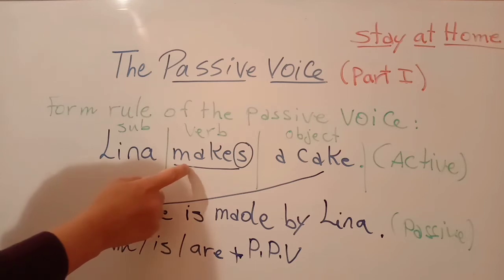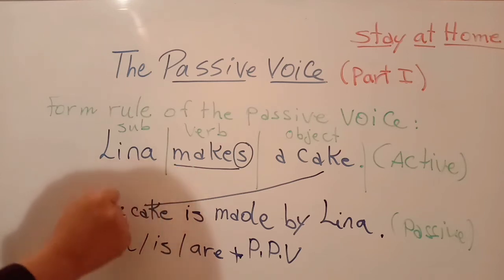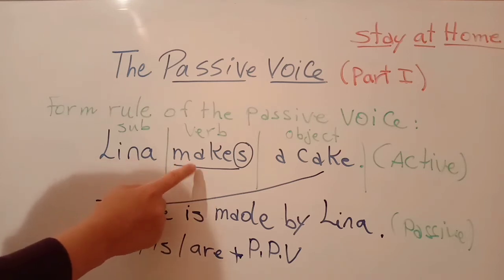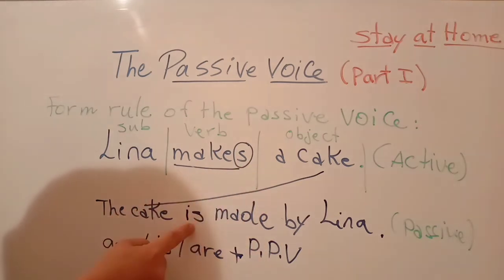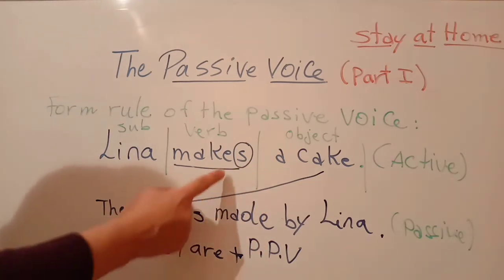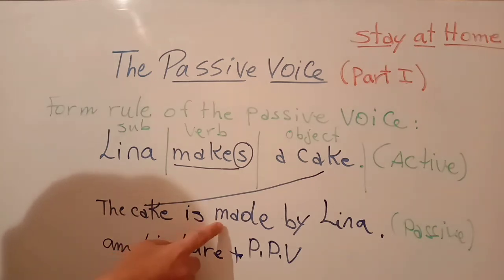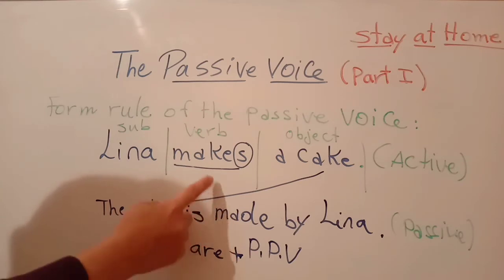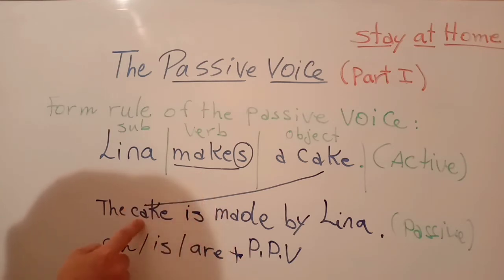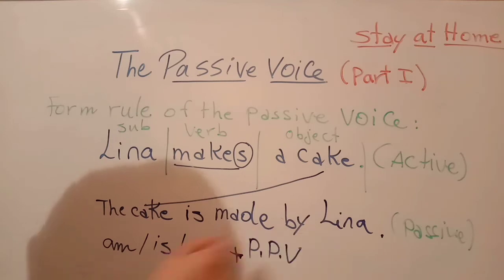Then what is important, you have to work a lot on the active verb. If it's present, to be should be present. If it's past, to be should be past, okay? So we'll see the rules of tenses right now. Is plus past participle of the active verb. So here it's made. So the cake is made by Lina.